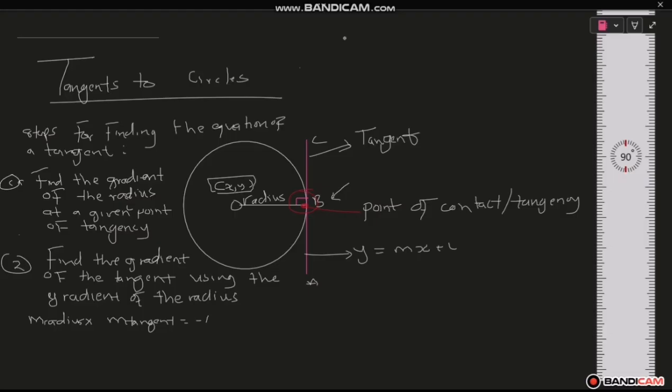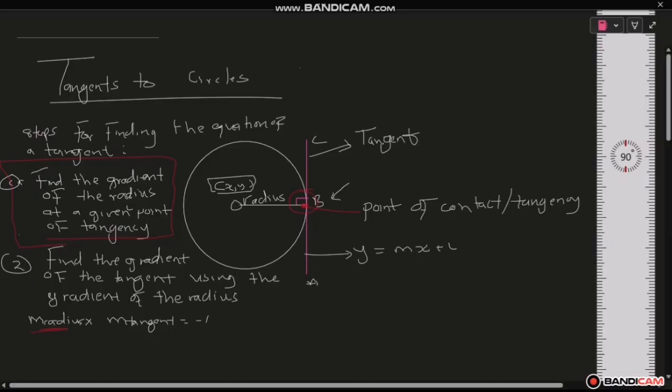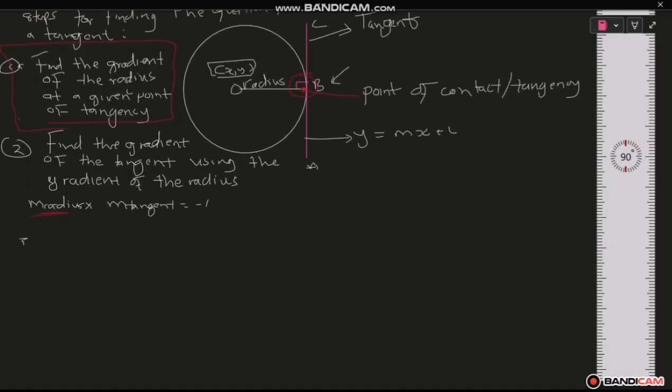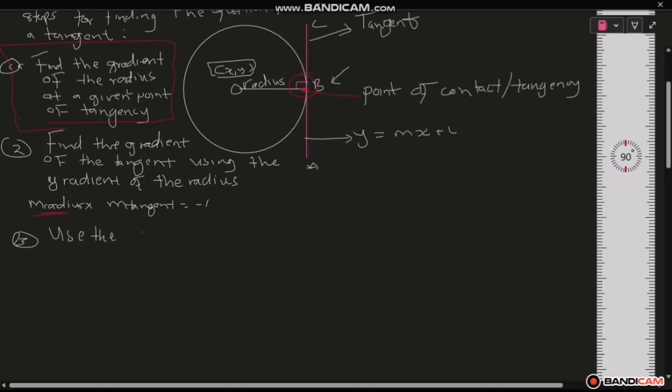So for you to be able to determine the equation of a tangent, you must understand these 3 steps that I'm going to write and talk about here. The m radius is the one you calculated, and you use it in order to find m tangent. This is the formula that you use to find m tangent. Remember, in y equals mx plus c, that m is the gradient, but you use the gradient of the tangent, not the gradient of the radius.